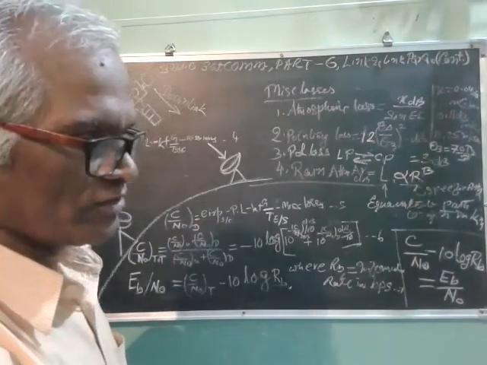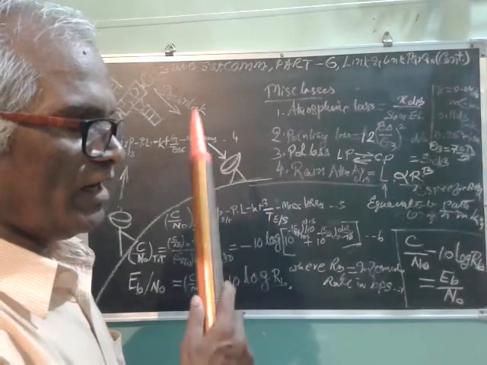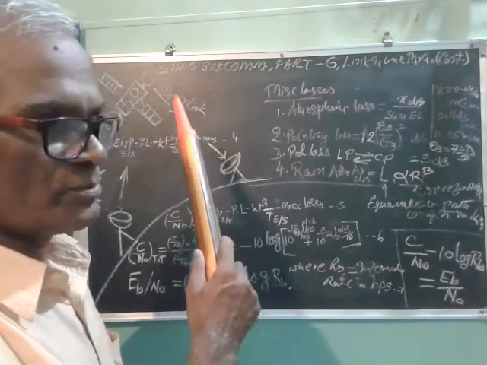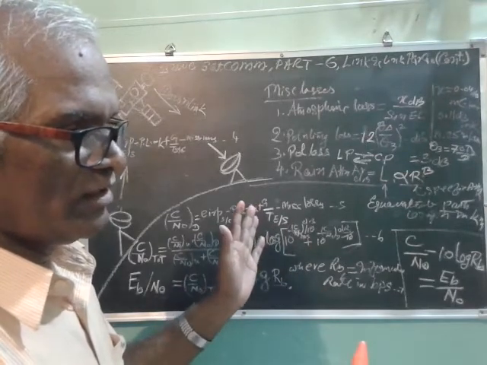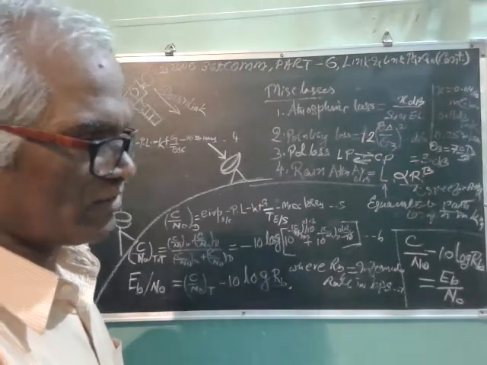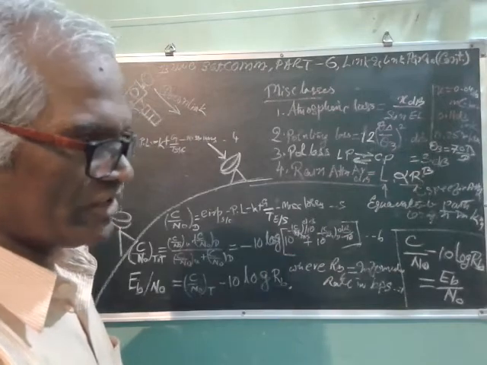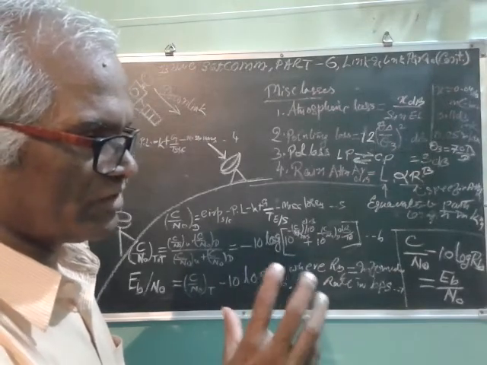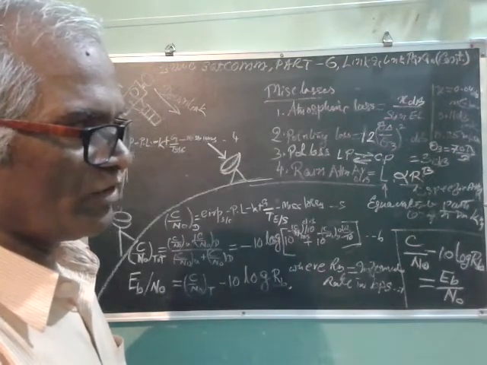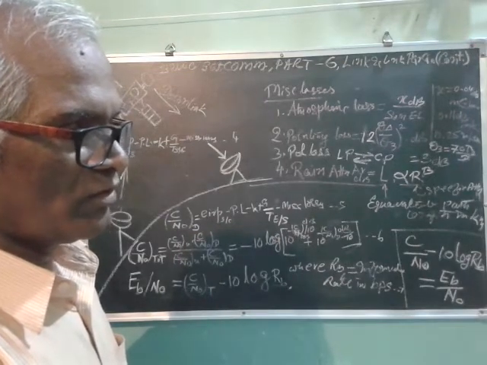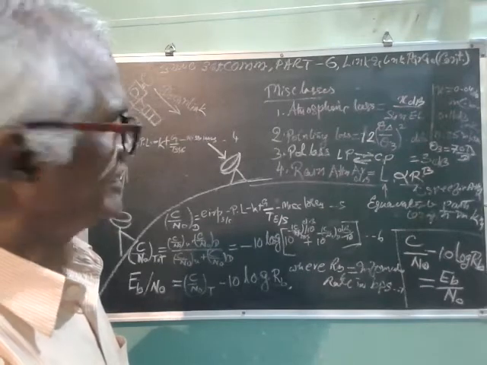Next is pointing loss, because the earth station antenna and the spacecraft antenna should be pointed at each other in the correct direction. If the antenna position is disturbed or the reflector is not aligned properly, we will not have proper communication. The signal will be lost.